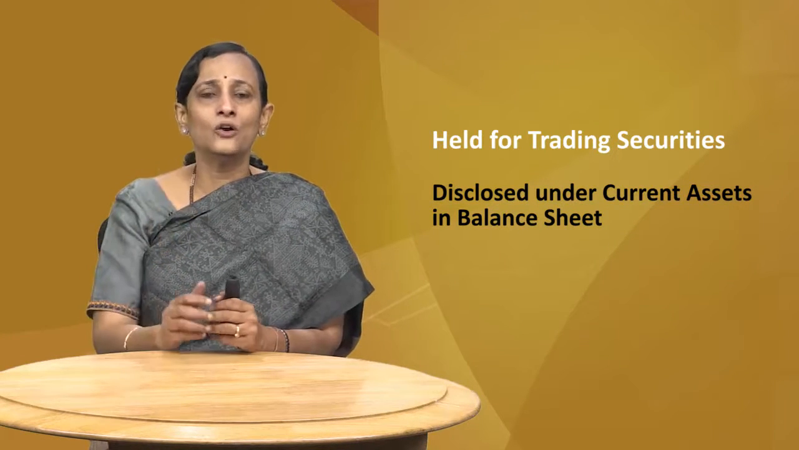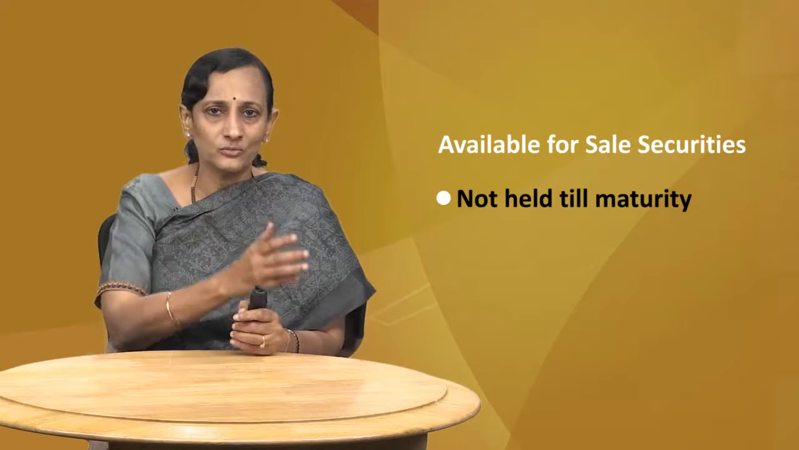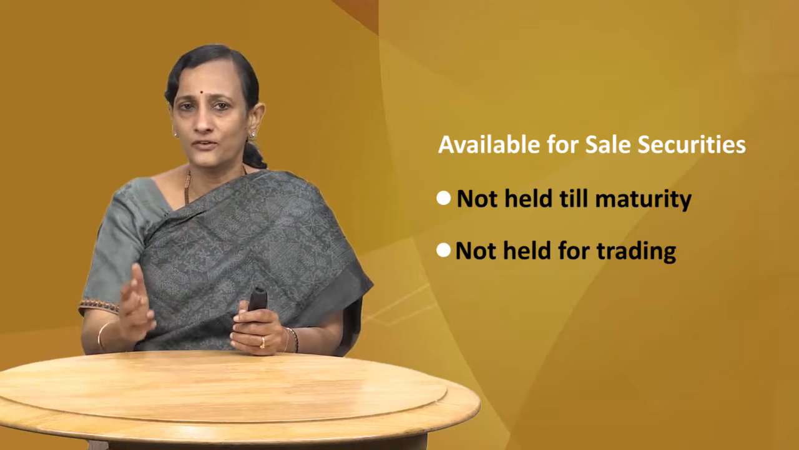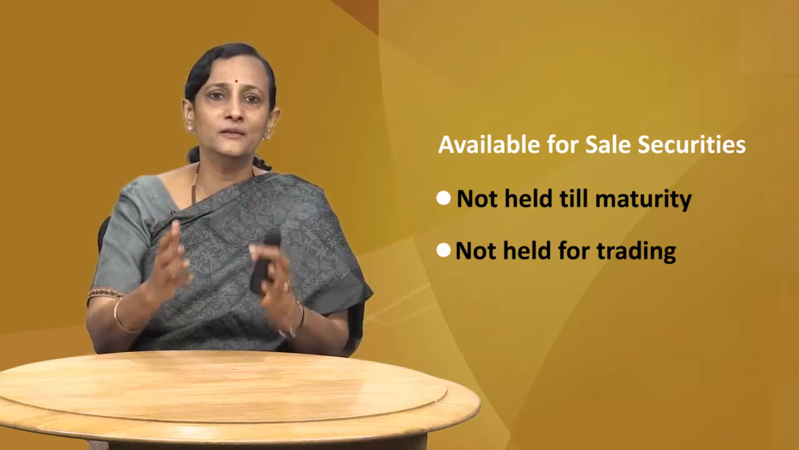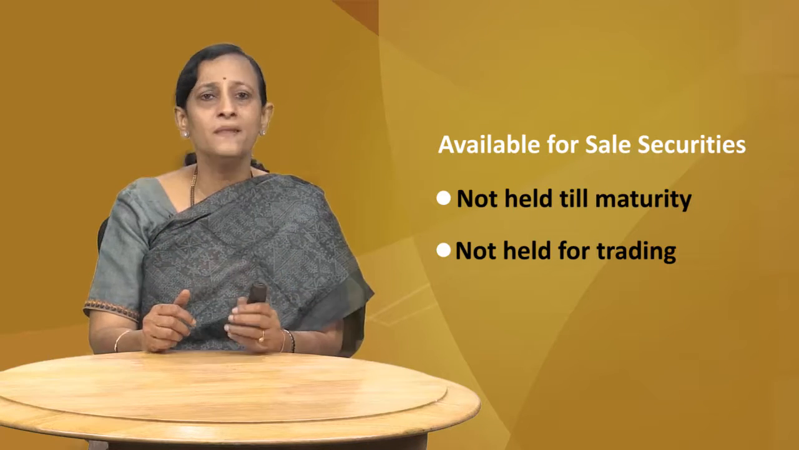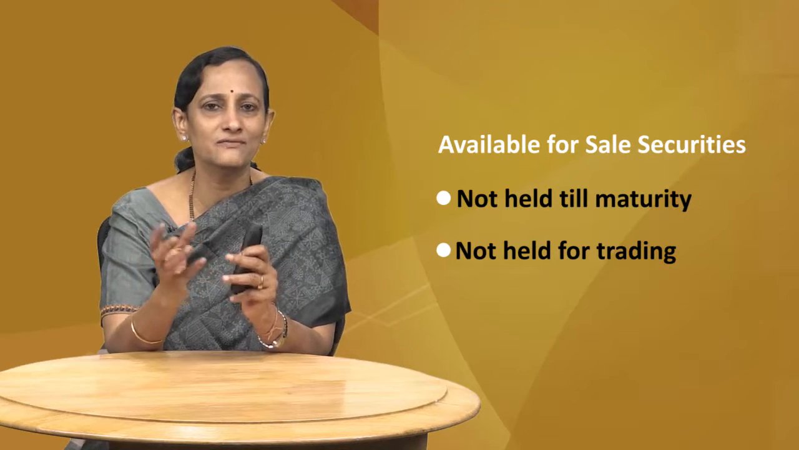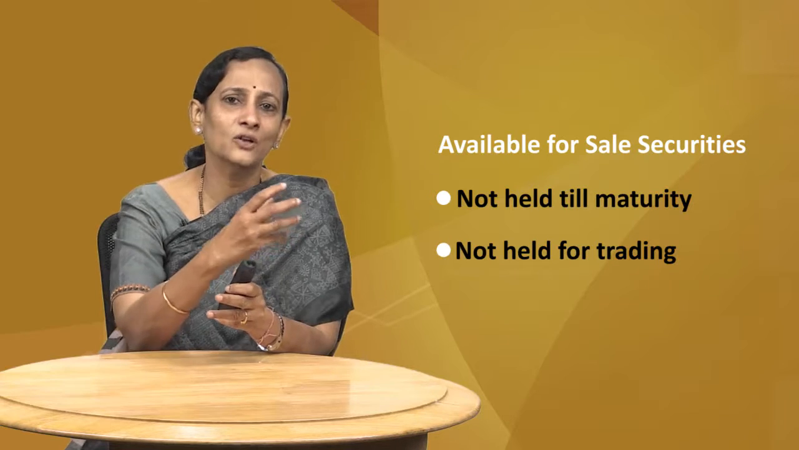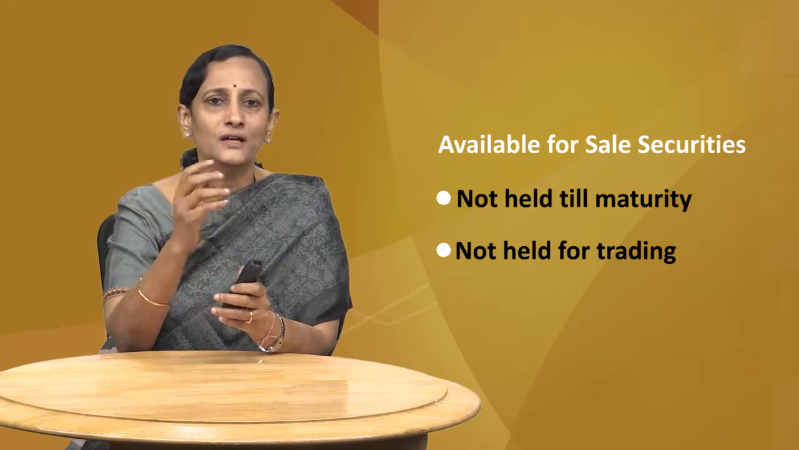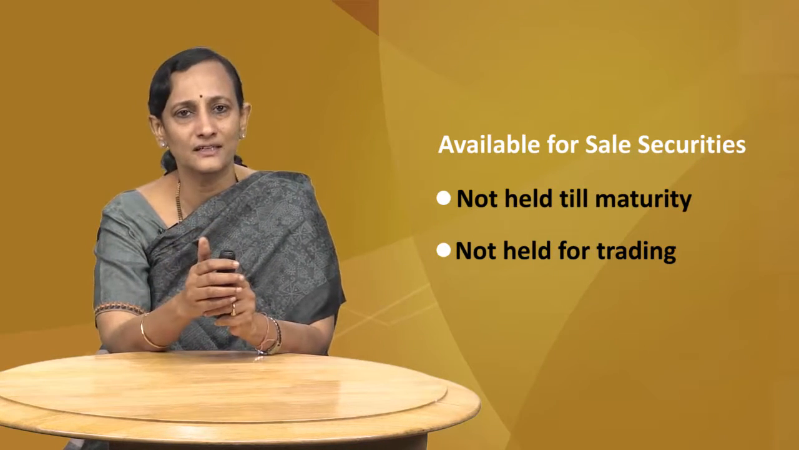The third category of securities are also called as available for sale securities. So if a security is neither held to maturity nor held for trading, they are treated as available for sale securities. All the rest of the securities invested by the company which are not in the two categories will be put under the head available for sale securities.